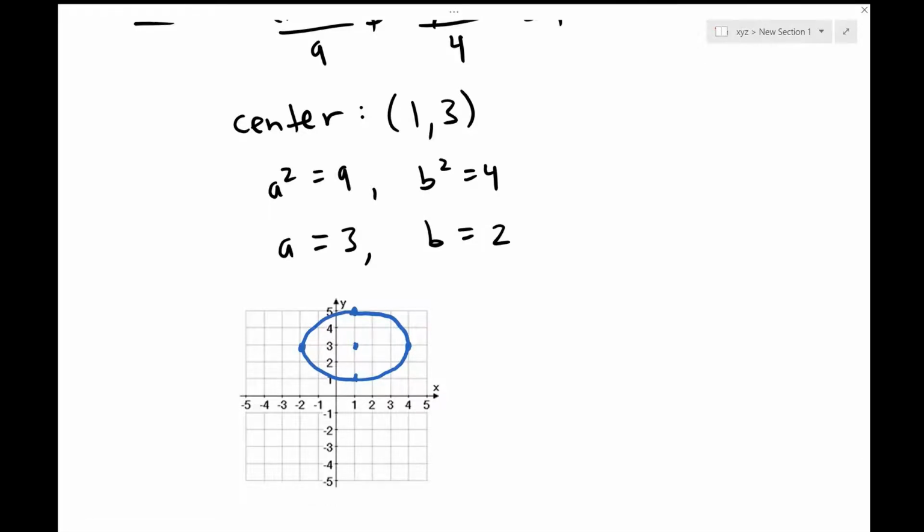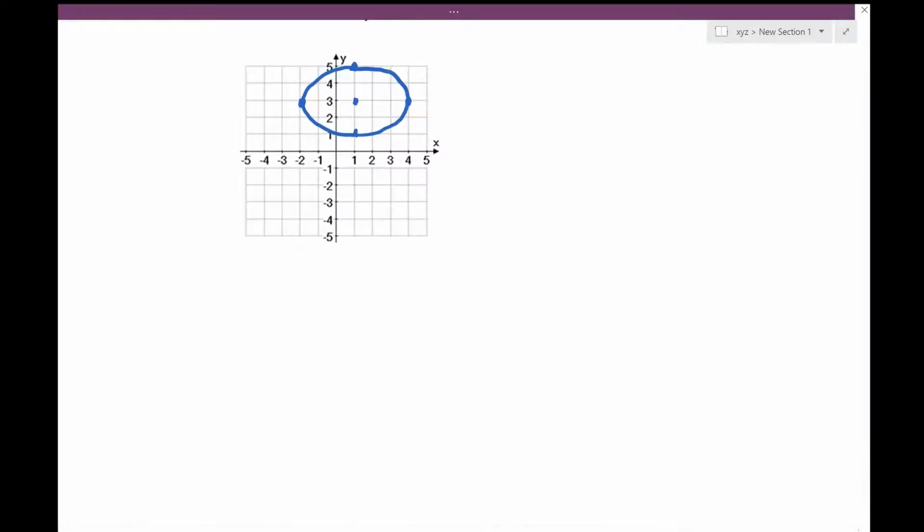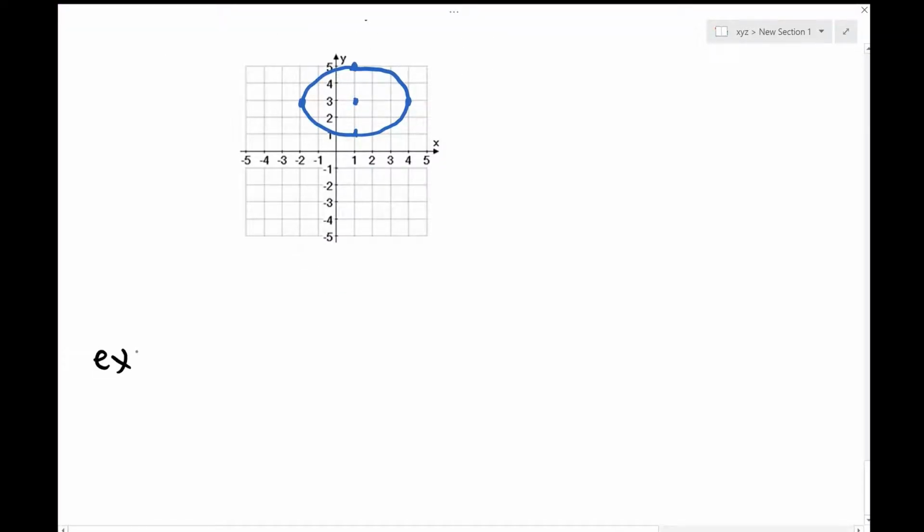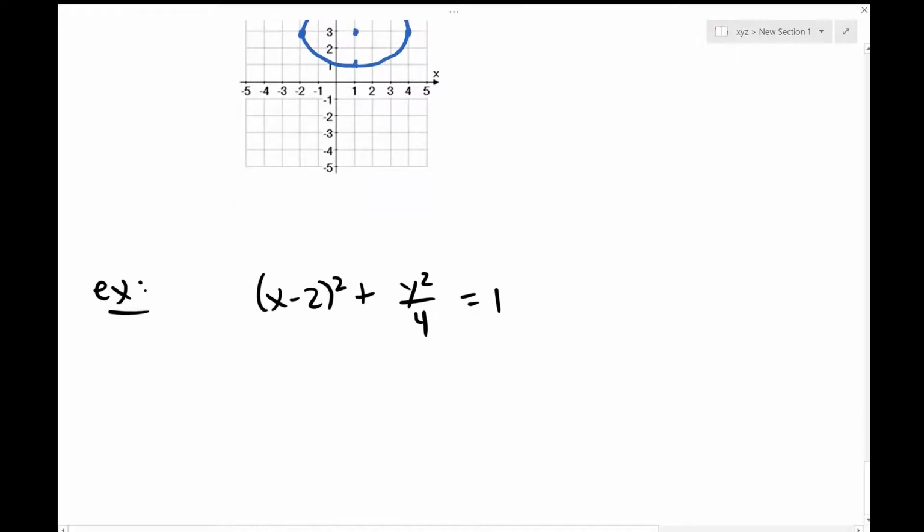Let's try some other examples. How about if we look at the equation, let's say (x - 2) squared plus y squared over 4 equals 1. So here it can be helpful to rewrite the equation. You won't see it printed this way in the textbook, but if you like, you can go ahead and take the (x - 2) squared and put that over 1 to remind us that the a squared value in this case would be 1.